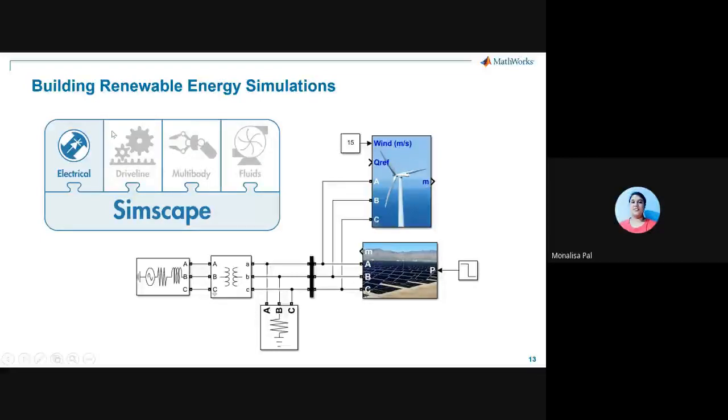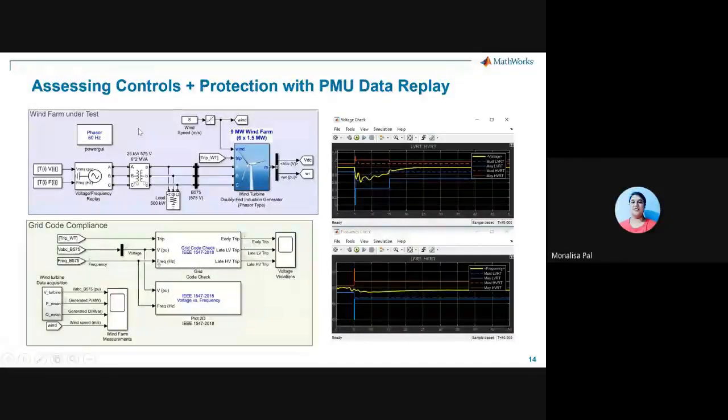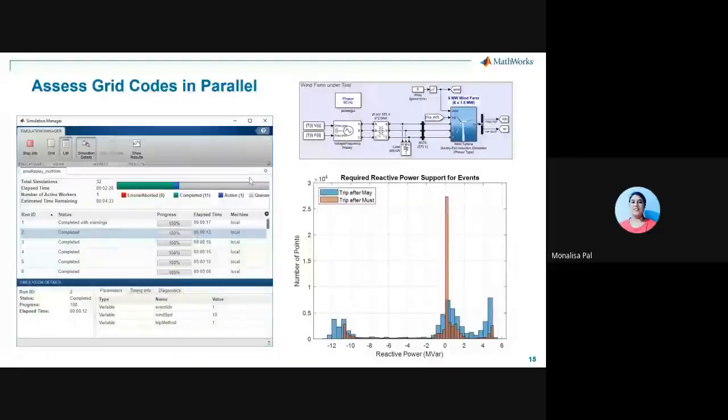Then we modeled a renewable energy simulation using Simscape Electrical. We modeled this wind farm and this solar array, connected to the grid itself. Then we saw the controls and the protection of PMU data replay. We saw that the reactive power goes up when this fluctuates, so that this could boost the 9 megawatt wind turbine, and the output could remain constant. And then we saw the grid code compliance being tested in parallel.